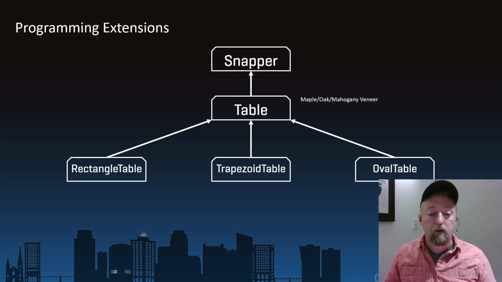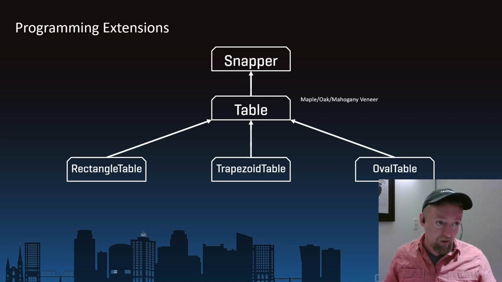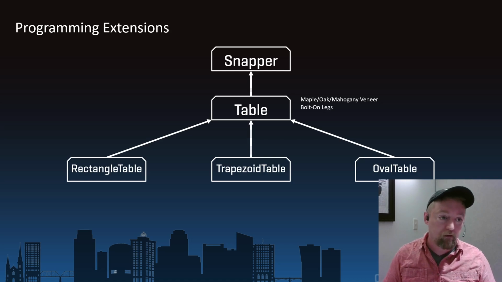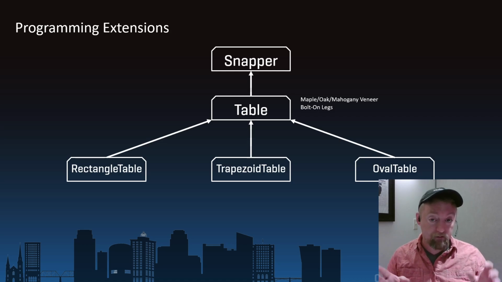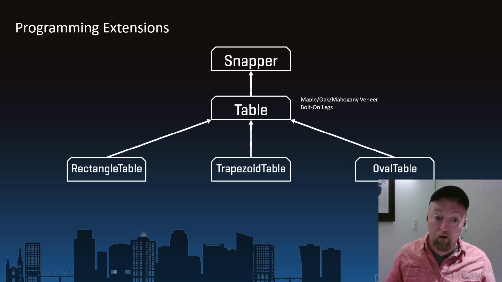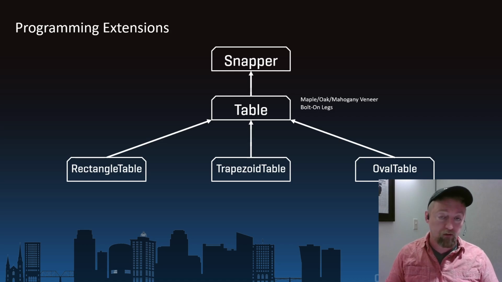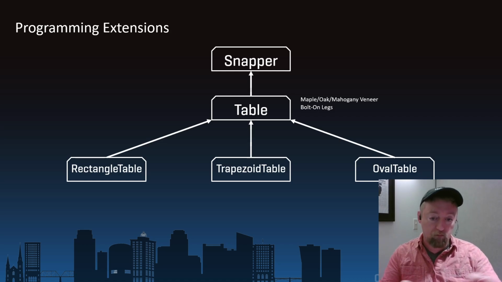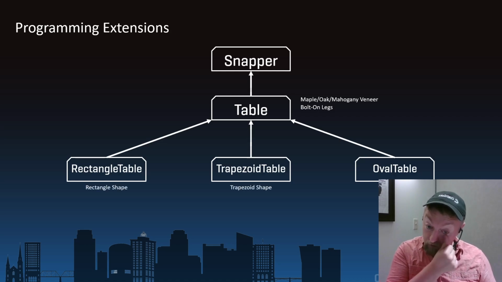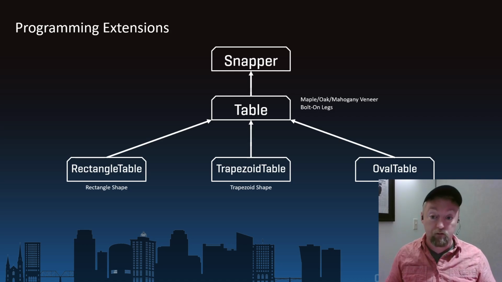Let's just say all the tables we're working with have these bolt-on legs that bolt onto the bottom of it. We can describe that in the table class object once, and then everything that inherits from that will also have that bolt-on leg quality. But then whenever we have work to do that's specific to, say, the rectangular table or any of these, then we do that work specifically in that type, that class, that object.